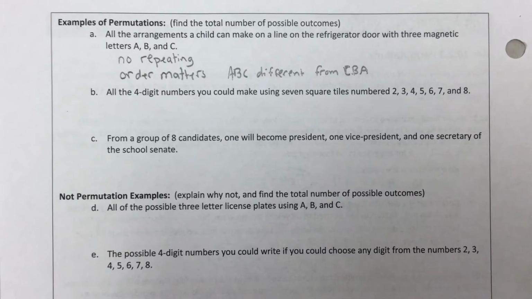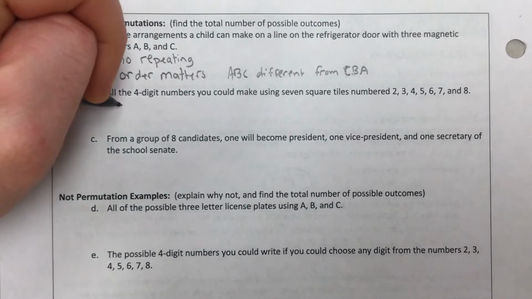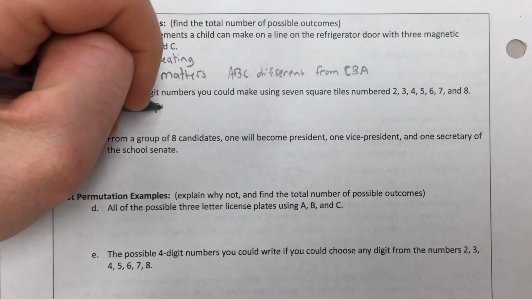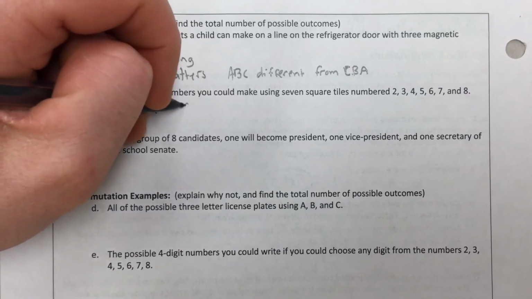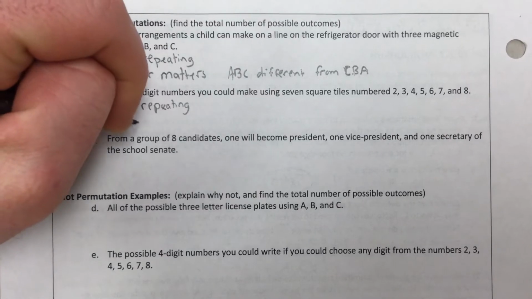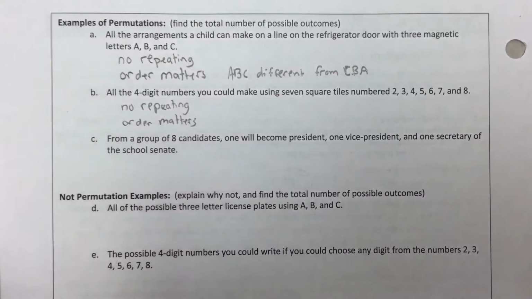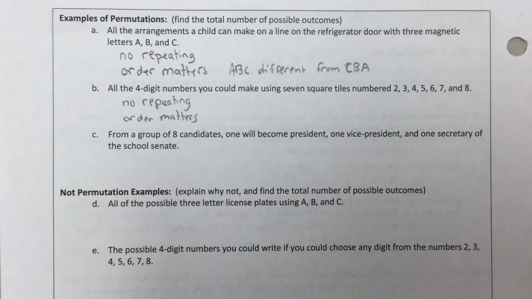For part B, all the 4-digit numbers you can make using the 7 square tiles numbered 2 through 8. So again, since they're square tiles, there's no repeating. And since it's a 4-digit number, 2, 3, 4, 5 is different than 5, 4, 3, 2. So again, order matters. So those are the 2 criteria for permutations.